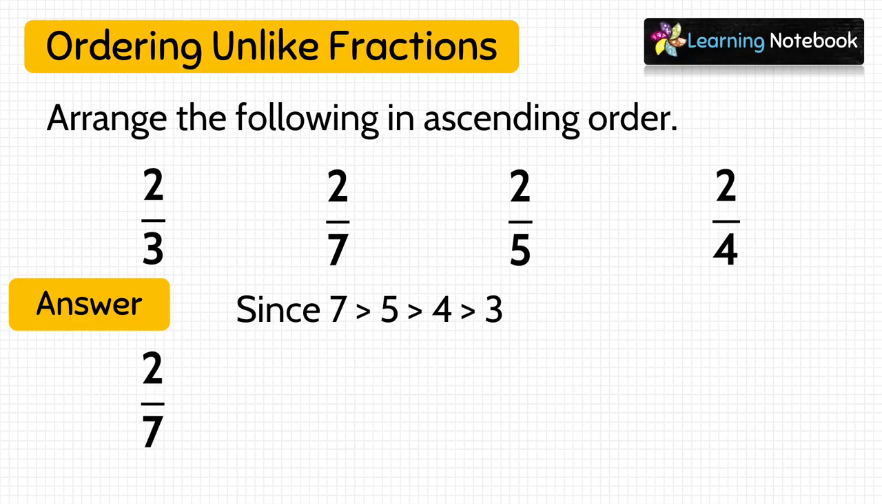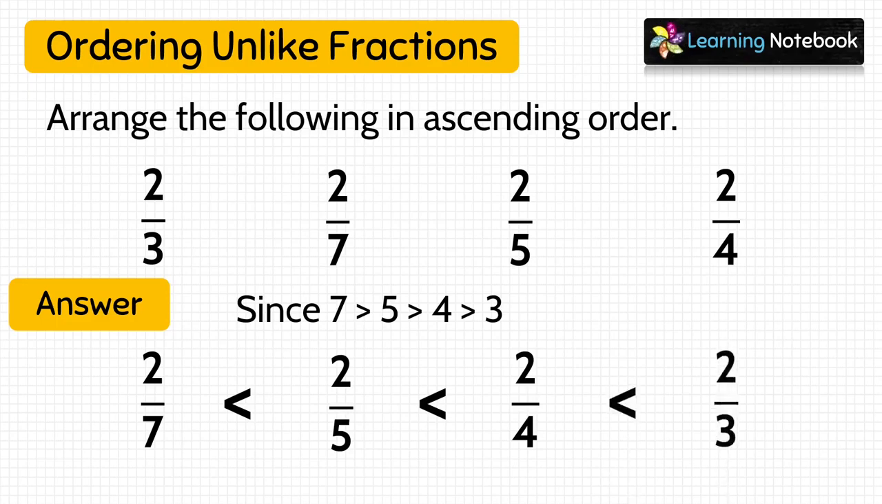Next, fraction with denominator 5 is greater than fraction 2 by 7. In the same way, fraction with denominator 4 is greater than fraction 2 by 5, and in the end, fraction with denominator 3 is greater than fraction 2 by 4. So students, while ordering unlike fractions with same numerator, do remember that greater the denominator, the smaller is the fraction.